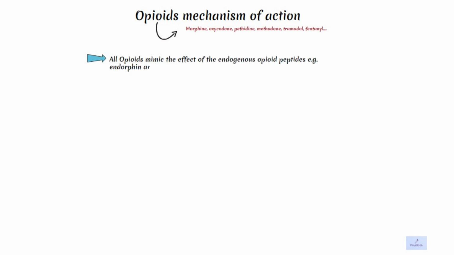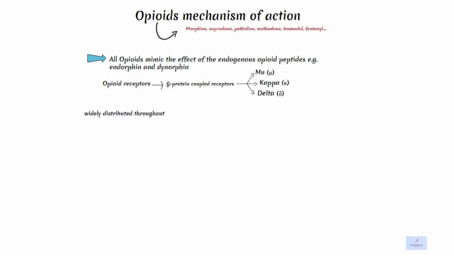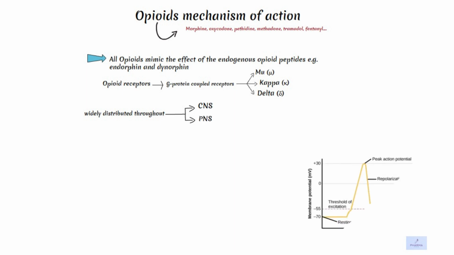Opioids mechanism of action. Examples of synthetic opioids include morphine, oxycodone, pethidine, methadone, tramadol, fentanyl, and a couple of others. All opioids mimic the effect of the endogenous opioid peptides like endorphin and dynorphin. Opioid receptors are G protein coupled receptors. They are classified into three main types: mu, kappa, and delta receptors. They are widely distributed throughout the central nervous system and peripheral nervous system.